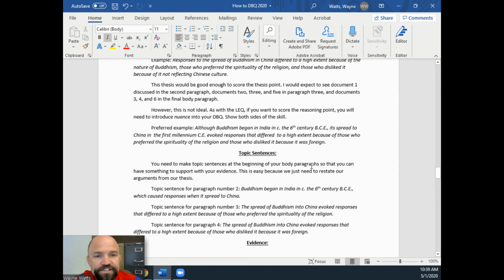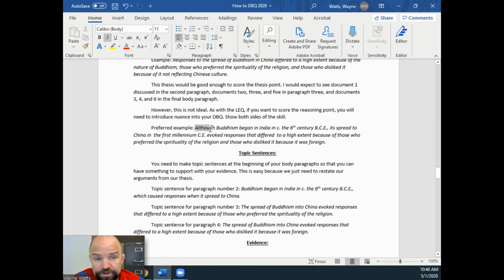I would expect to see document 1 discussed in the second paragraph, documents 2, 3, and 5 discussed in paragraph 3, and documents 3, 4, and 6 in the final body paragraph. However, this is not ideal. As with the LEQ, if you want to score the reasoning point, you will need to introduce nuance into your DBQ. Show both sides of the skill.